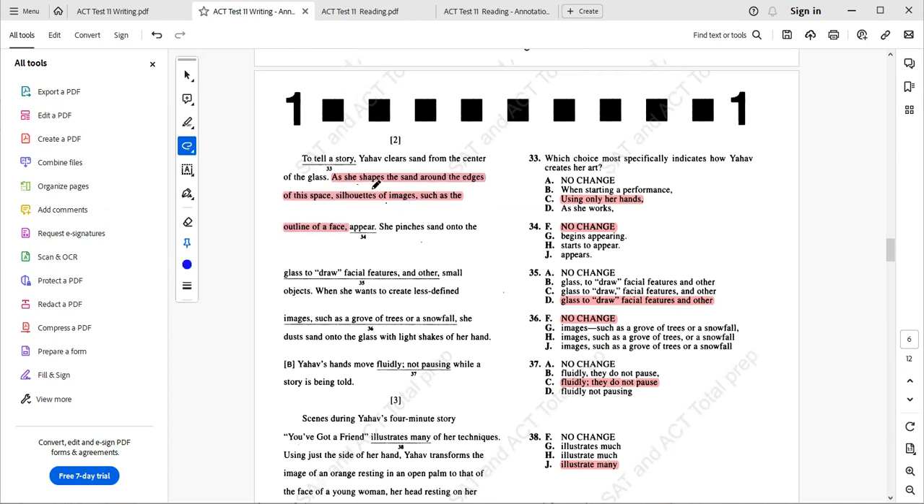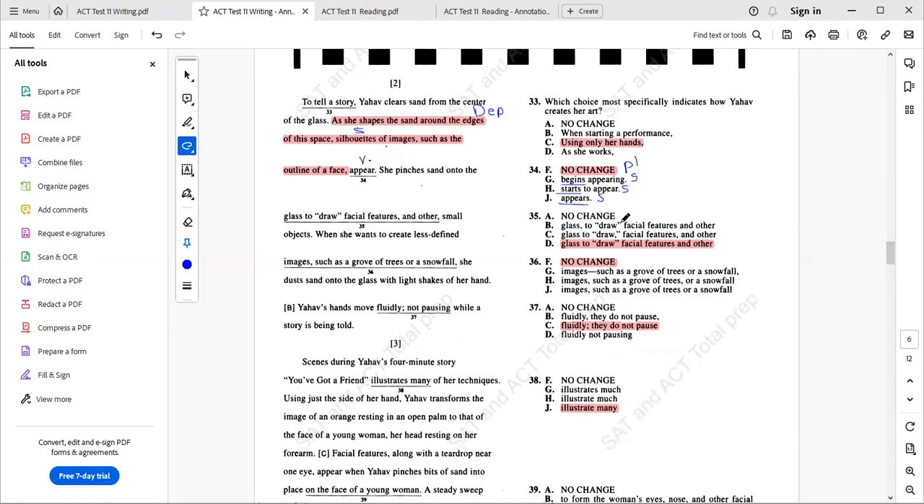Here he said, as she shaped the sand around the edges of this space. This is a dependent clause. Silhouette of images such as, take care, I don't have the verb. Did the subject. I need the verb. Outline a face. So here the first, mister. Why? Because from such as till the end, it's unessential. Or it's an example, but the verb is appear. Okay, wait, mister. If it's a verb, why are we going to look here to get it right? Here appear is plural. Begins singular. Starts singular. Appear singular. So I'm going to take the plural. I'm going to take the odd one out. Clear, Engineer Omar?